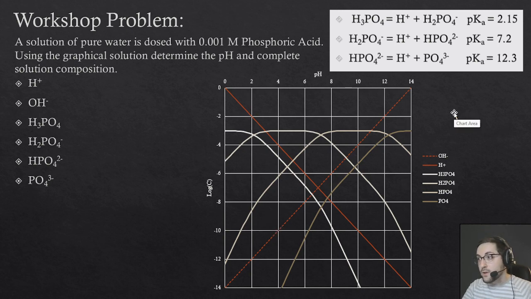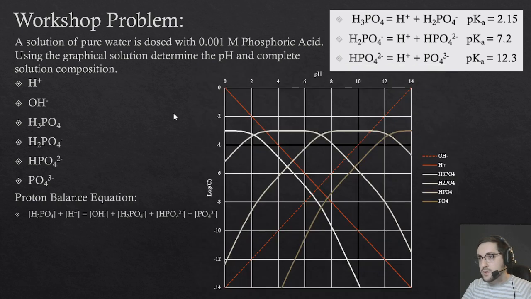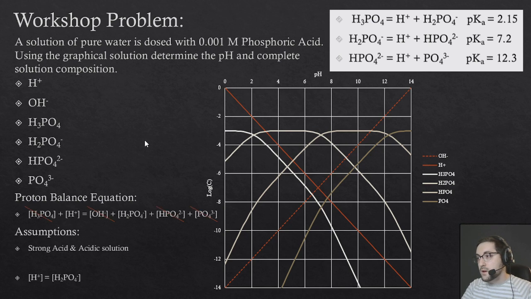And so now that we have this, we can start to solve this problem. So we have the graphical solution all set up. So what we have to do now is set up our proton balance equation. We're going to set up an equation with the positive charges on one side, negative on the other. And then we can start making assumptions. We're going to need to make some simplifying assumptions in order to pinpoint exactly which intersection marks off the correct pH in this scenario.